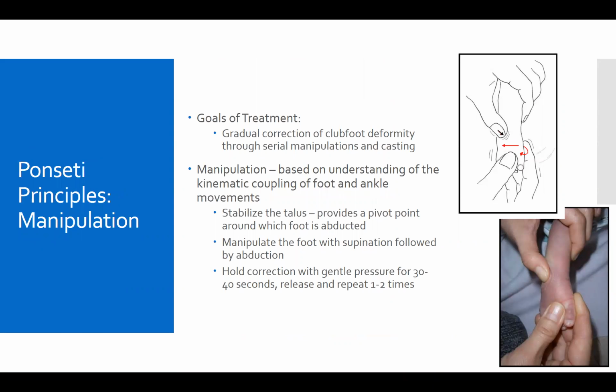So Ponseti casting involves a series of both manipulations and casting that starts within the first few weeks of an infant's life. This usually allows for gradual correction of the clubfoot deformity through serial manipulations and casting, and allows for the displaced bones to be brought into proper alignment. It allows for stretching of the dorsal and medial ligaments, and we also see joint surfaces that are progressively remodeled in this fashion too. The manipulation itself is based on the understanding of the kinematic coupling of the foot and ankle movements. So typically when we do this, we like to stabilize the talus, which provides the pivot point around which we can abduct the foot.